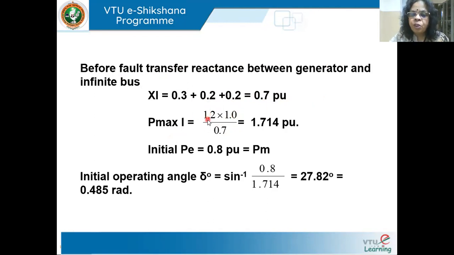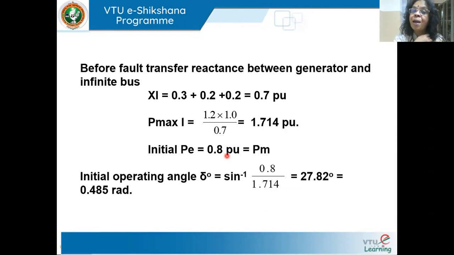The EMF of the generator is 1.2, the infinite bus voltage is 1, divided by 0.7. That gives me 1.714 per unit, right? And initial power is 0.8 per unit. Initially, since it is in a steady state, my mechanical power will also be 0.8 per unit, and mechanical power will remain constant at 0.8 per unit. But the electrical power will change.